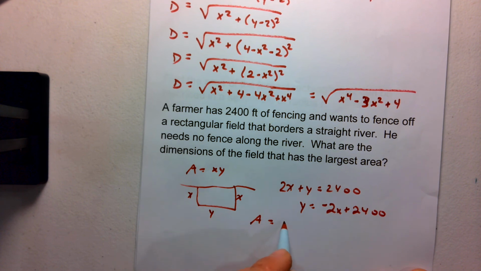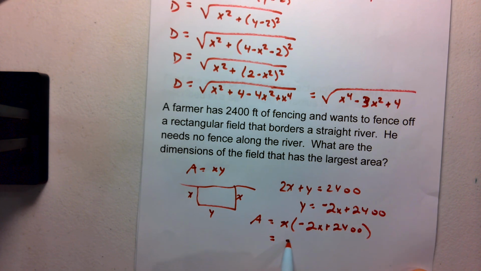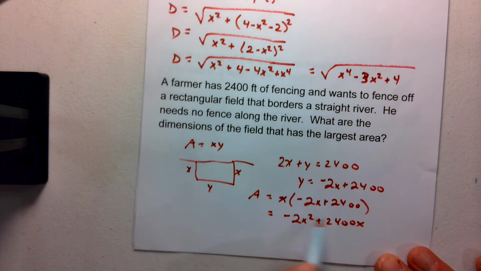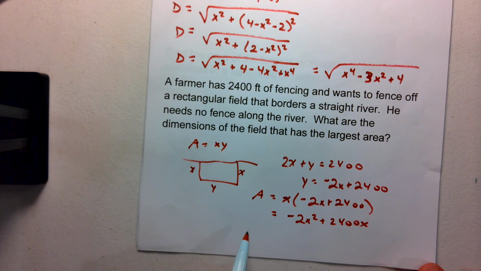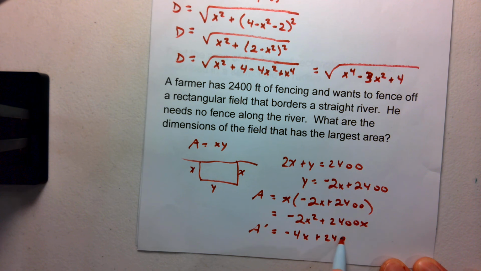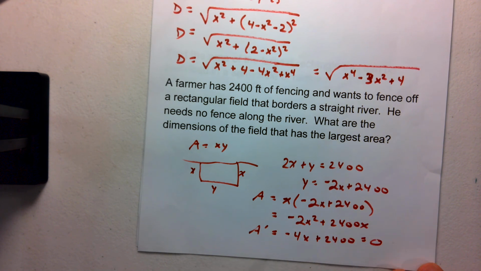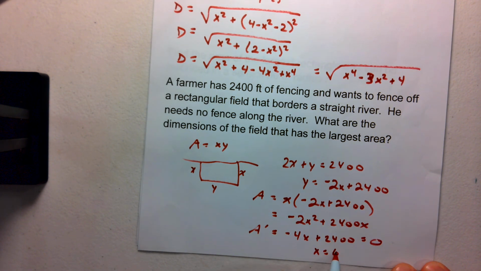So my area is going to equal x times negative 2x plus 2400. And our area then is negative 2x squared plus 2400x. I go ahead and multiply it out in order to be able to find the derivative pretty easily. So our A prime, our derivative, is negative 4x plus 2400. I'm going to set that equal to 0. So x is going to equal 600 feet.